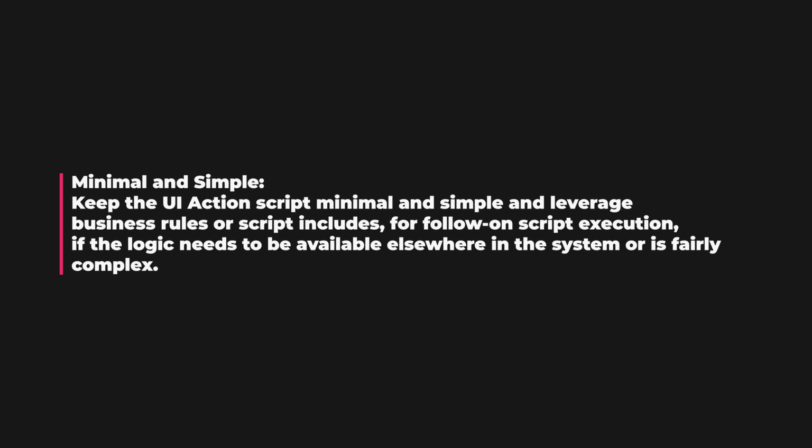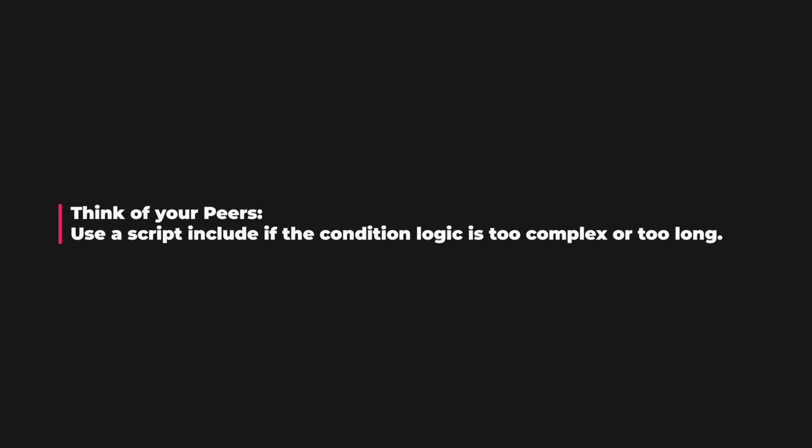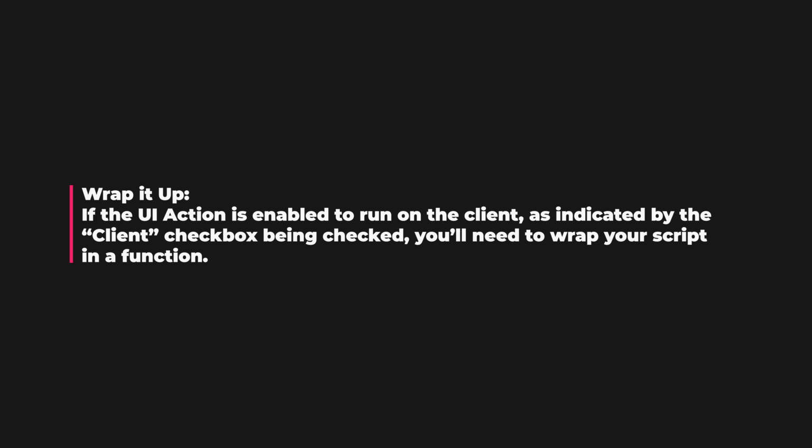Keep the UI action script minimal and instead leverage business rules or script includes for follow-on script execution if the logic needs to be available elsewhere in the system or is fairly complex. Think of your peers. Use a script include if the condition logic is too complex or too long. Wrap it up. If the UI action is enabled to run on the client as indicated by the client checkbox being checked, you'll need to wrap your script in a function.